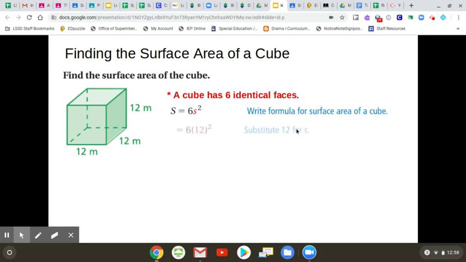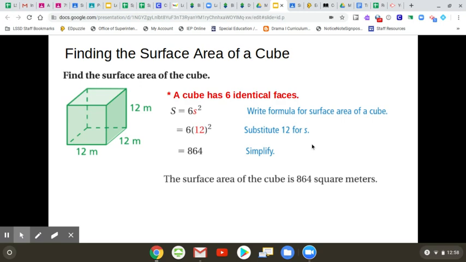So 6 times 12 squared. 6 times the side squared. Sorry, I should have said it that way. So 12 squared is equal to 144, and 6 times that is 864. So the answer is 864 square meters. Remember those labels. So now I'm going to go ahead and let you guys try that one on your own as well.